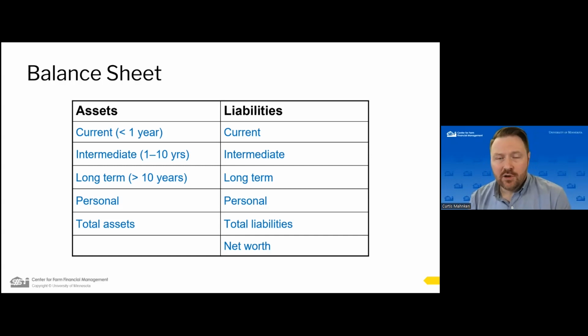You'll also notice as we look at this and how it's structured, when we have the current on the same line, it makes it really easy for us to just really quickly look and see, okay, how are we structured? Do we have too much current debt compared to intermediate and long term? And then because a lot of times with agricultural businesses, it's harder to separate out the personal liabilities and the personal assets. So we do list them here together.